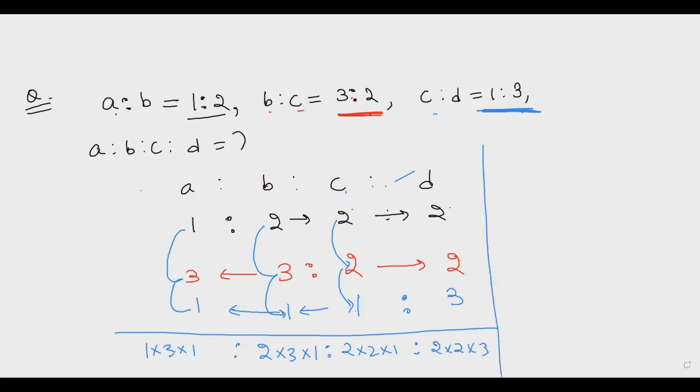Okay, so what is the value now? It becomes 3 here. It becomes 6 here. It becomes 4 here. And it becomes 12. That's it. Same answer, but different method. That's all. Is that okay?